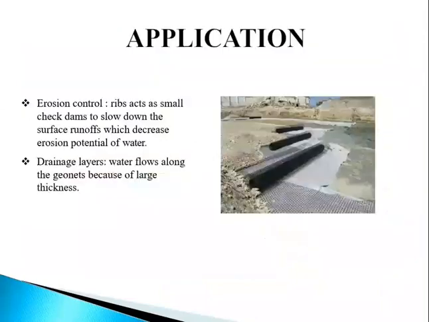Applications of it: erosion control. Ribs act as small check dams to slow down the surface runoff, which decreases the erosion potential of water. And as a drainage layer, water flows along the geonets because of their large thickness.